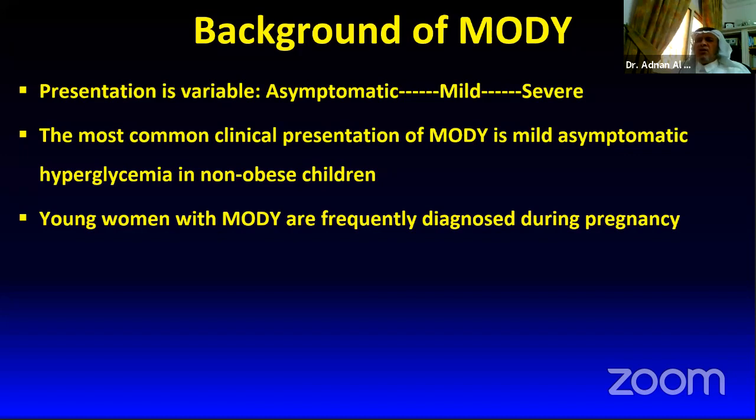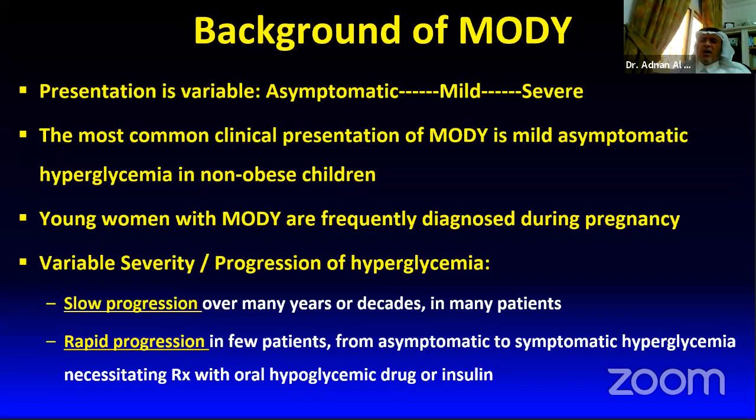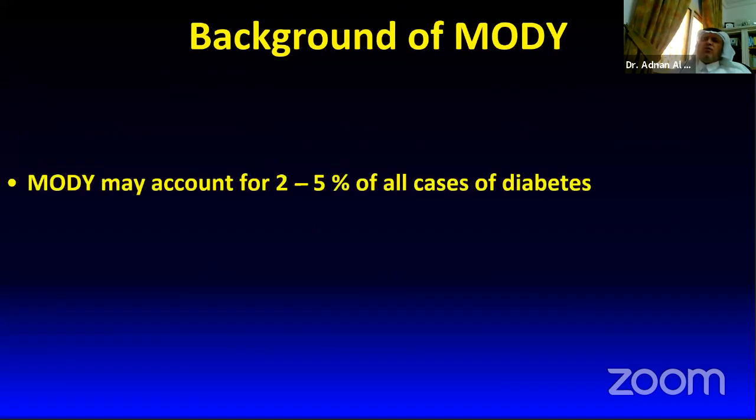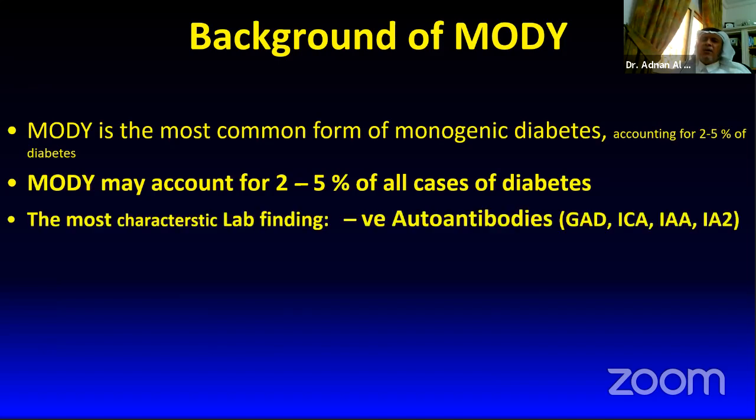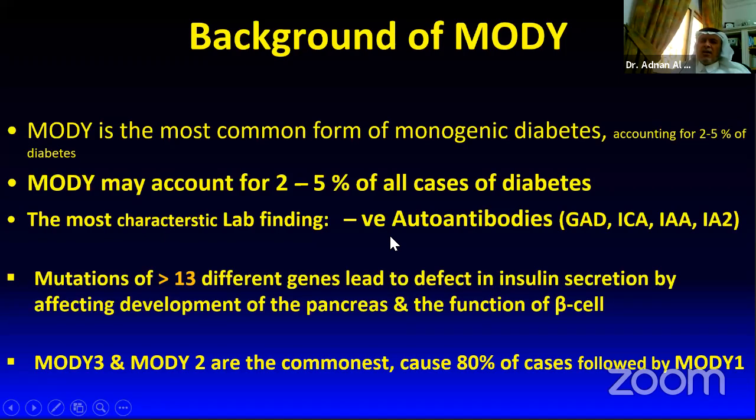They present, as we mentioned, with gestational diabetes, and really there is variability according to the type and severity. So MODY accounts for about 2 to 5% of all diabetes. That is in Western countries. We don't really have data in our country. And the most characteristic finding is a diabetic child or young adolescent who has negative autoantibodies, islet cell antibodies.